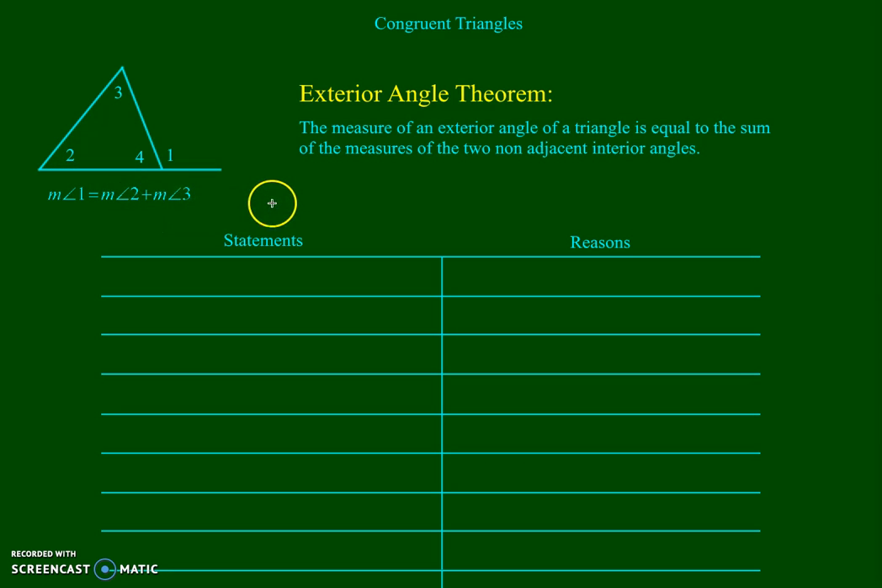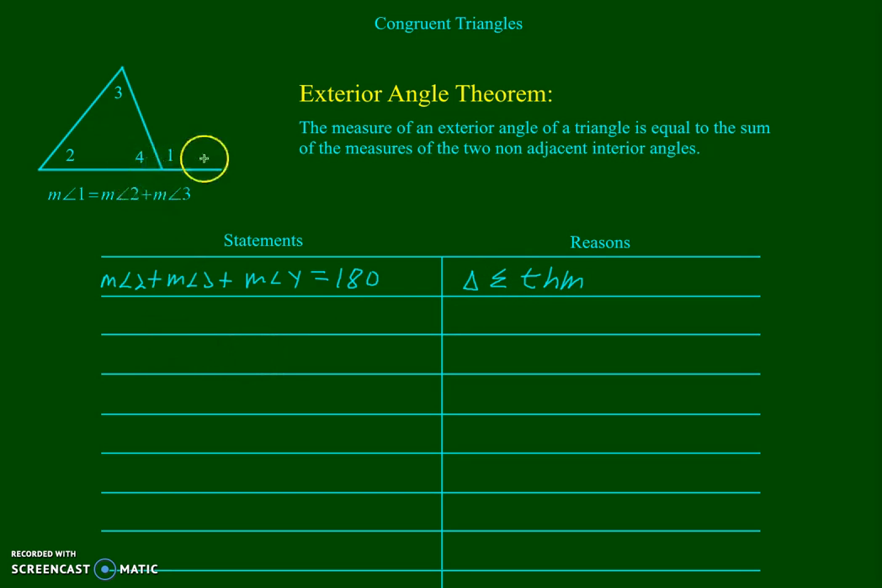So let's go ahead and write the first thing we said here. We said that this plus this plus this equals 180 degrees. So we know that the measure of angle 2 plus the measure of angle 3 plus the measure of angle 4 equals 180 degrees. That is the triangle sum theorem. Again, this is the Greek letter sigma, which stands for sum.